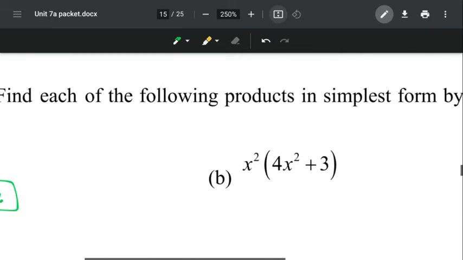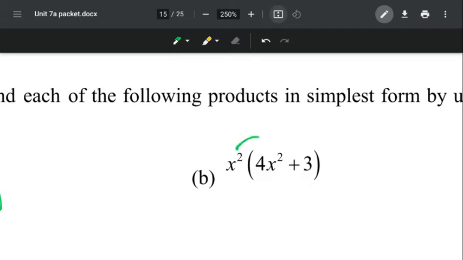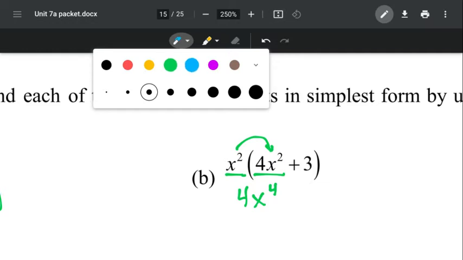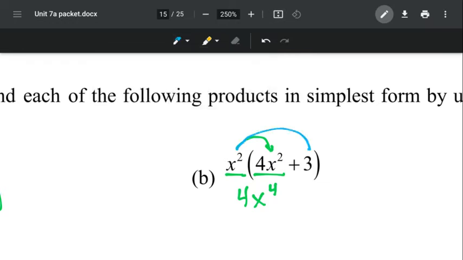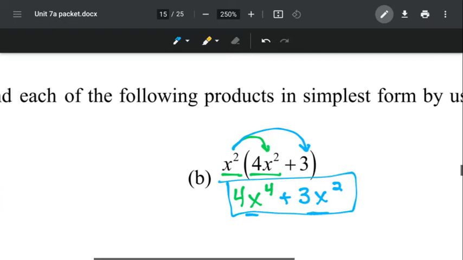Number 2b, distribute to that first term. X squared times 4x squared is 4x to the 4. Add those exponents. And then x squared times 3, you put them together and you get 3x squared. Now we can't combine these two terms because they have different exponents. So that is your answer.